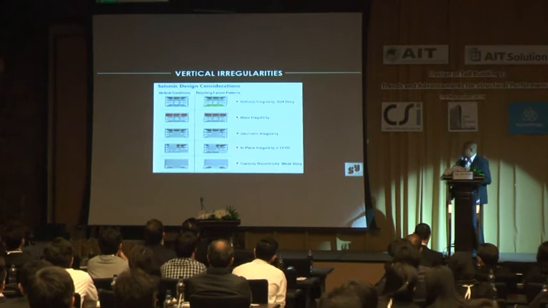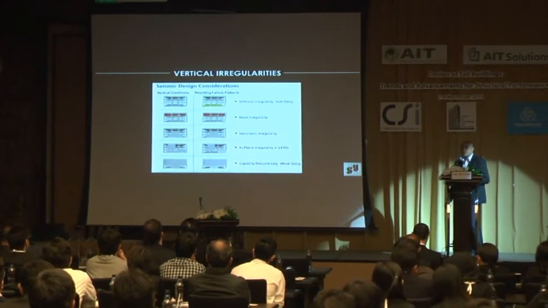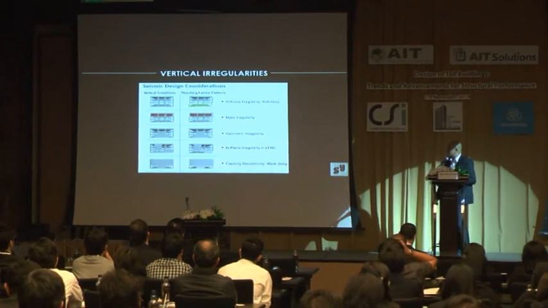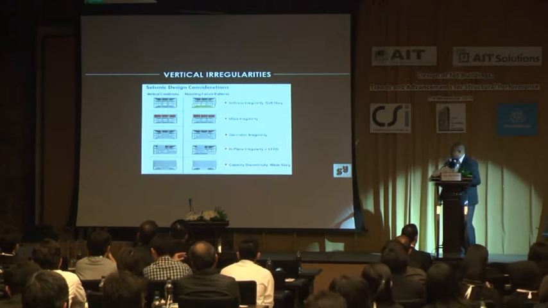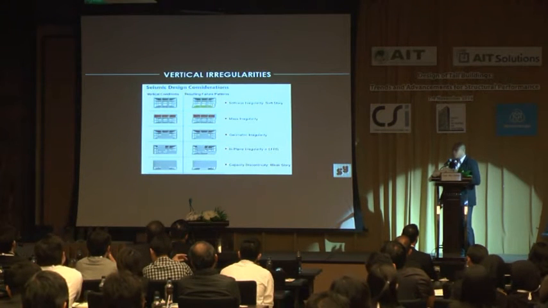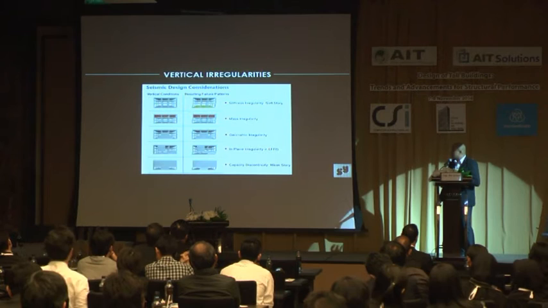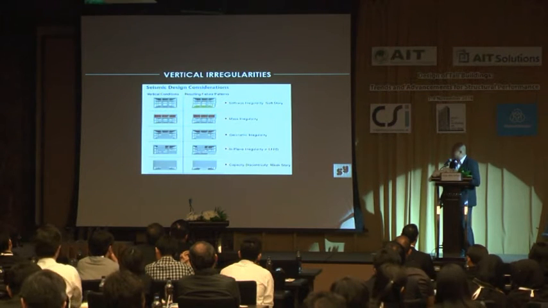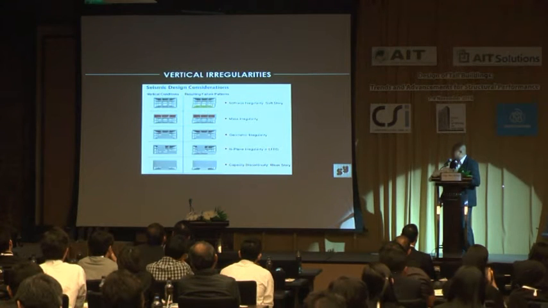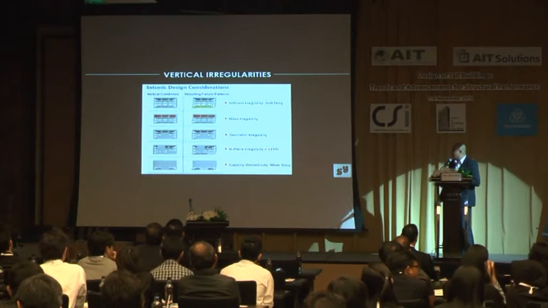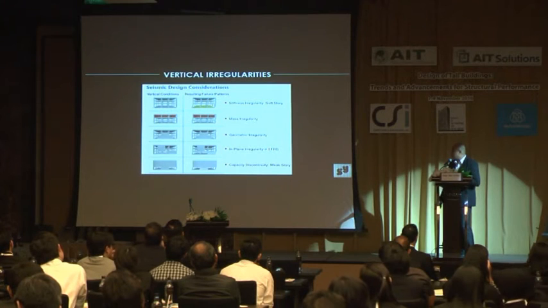Next will be the stiffness irregularity, wherein the stiffness of your columns is less than 70% of the average stiffness of the 3 floors above. The mass irregularity refers to the mass that is greater than 150% of your adjacent floor. Next, you have the geometric irregularity, in-plane discontinuity, and capacity discontinuity, or known as a weak story.